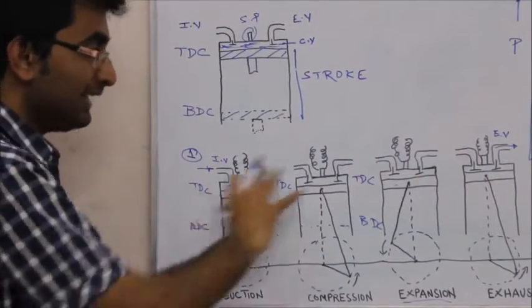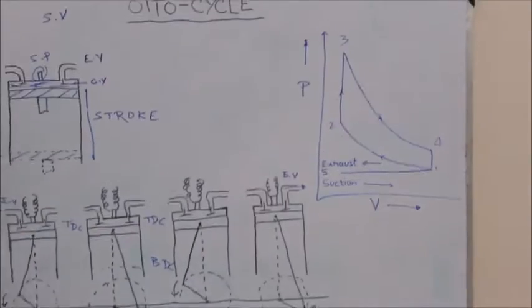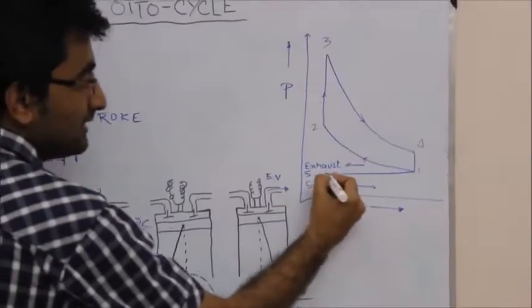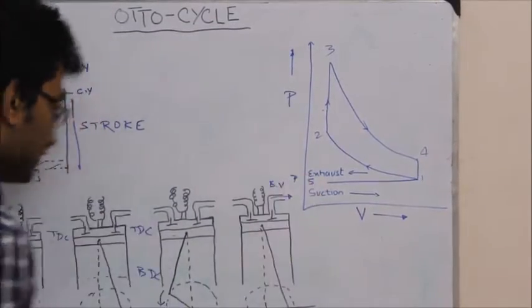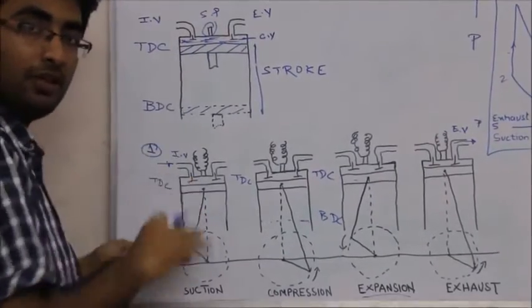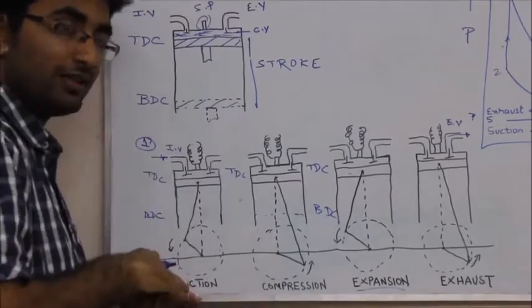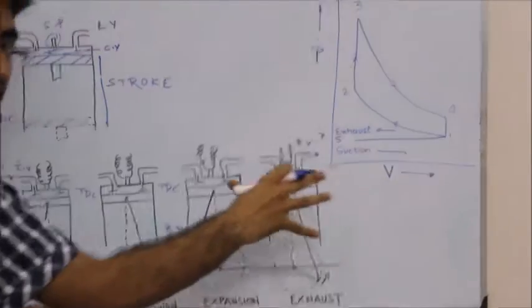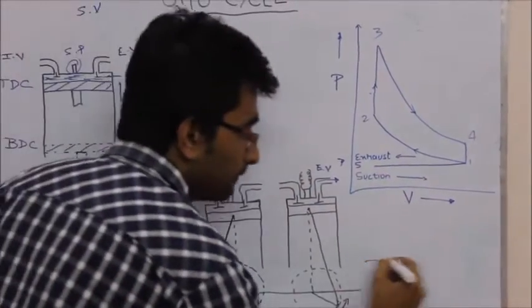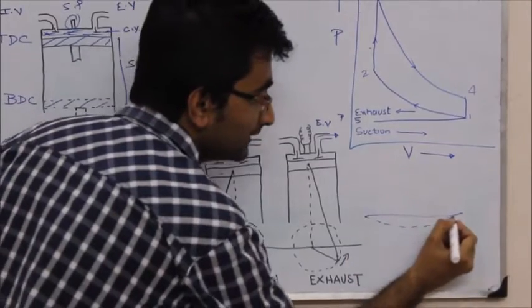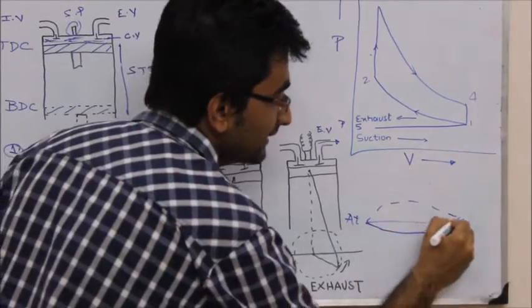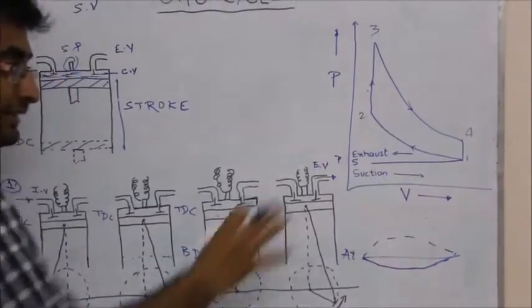Now, I'll explain all the four strokes through the PV diagram. First, during the suction stroke, you can see this is the suction stroke, that is, at constant pressure suction of the inlet air fuel mixture takes place. That is, the air fuel mixture is at constant pressure and is taken inside the cylinder. Actually this is the theoretical PV diagram, but in the real one we have the suction stroke like this. See, this is the atmospheric pressure, and the suction is below the atmospheric pressure. Now, suction occurs from 5 to 1.